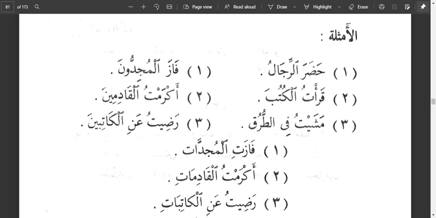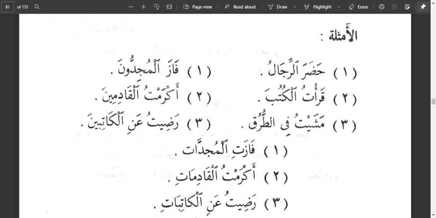Mashaitu fi turuqi, I walked on the paths. Paths is the plural word. The singular word is tariqun, then the plural is turuqun. No addition. It's just that the shape of the word changes totally, like we have defined. That's the first part, Jamu Taksir.